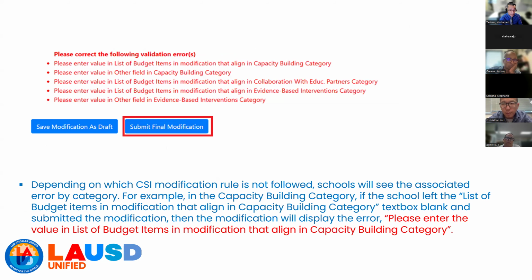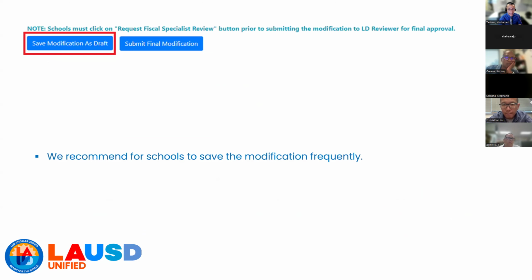When you attempt to save the modification as a CSI school and you forget to complete any of these required sections, an error message will display informing the school where the error is located in that CSI section. And as we've been saying all along so far, save frequently throughout this process after each step to avoid losing your data.